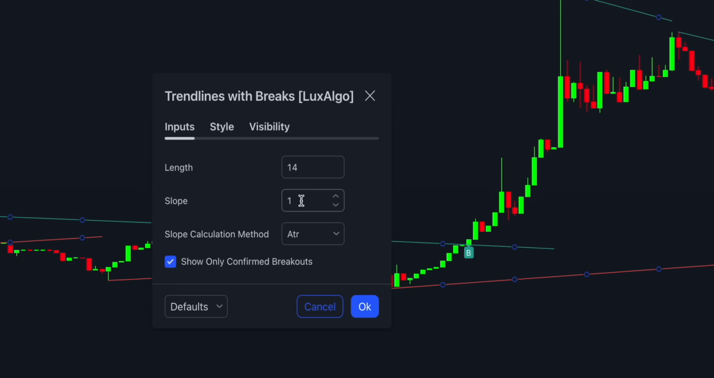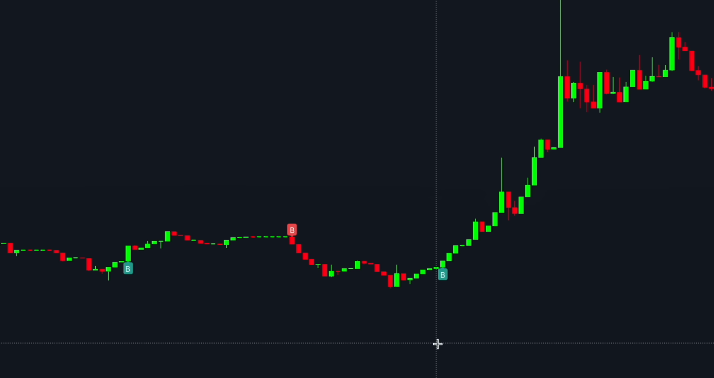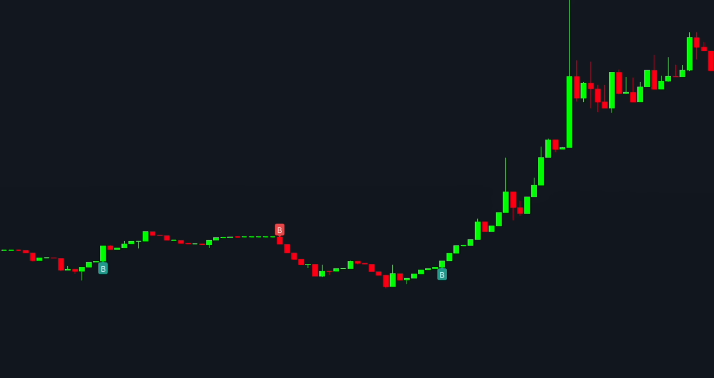The slope affects the accuracy and quantity of signals. We will change this number to 4.2. Hide the lines. The Trend Lines with Breaks indicator will be used primarily for confirmation of buy and sell signals. However, just like any other technical indicator, it cannot be used alone.